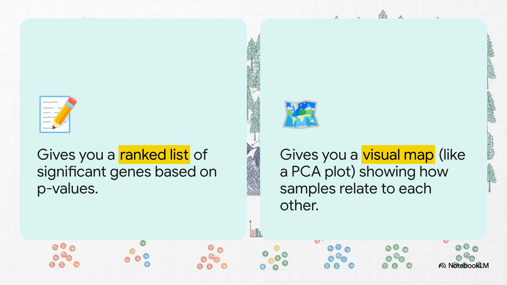Well, a univariate analysis gives you a list, a ranked list of individual genes that are significantly different between your groups. But a multivariate analysis? That gives you a map, a visualization like a PCA plot that shows you how all of your samples relate to each other based on their entire genomic profile. A list versus a map.